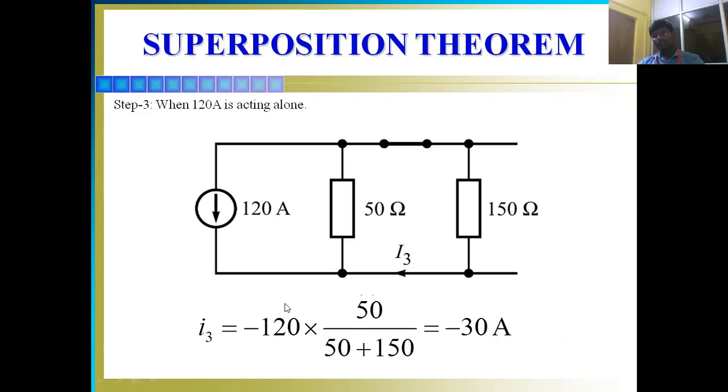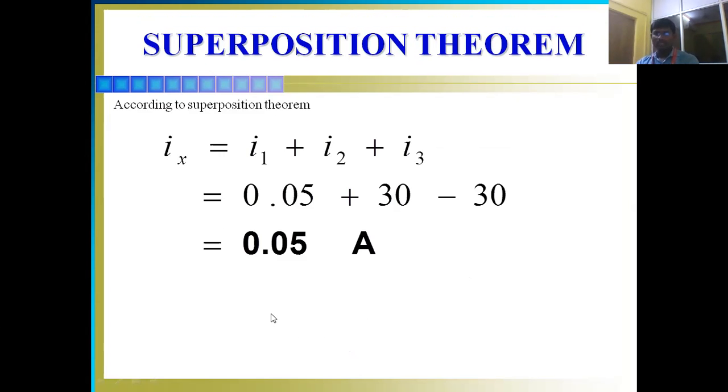30 amperes. So therefore, now you have to add the three responses caused by the three sources individually to get the total current. So therefore, Ix is equal to I1 plus I2 plus I3, where I1 is equal to 0.05, plus 30 and minus 30. So therefore, the total current is equal to 0.05 amps. So in this way, we can implement the superposition theorem to calculate the response in any circuit if it consists of multiple sources.